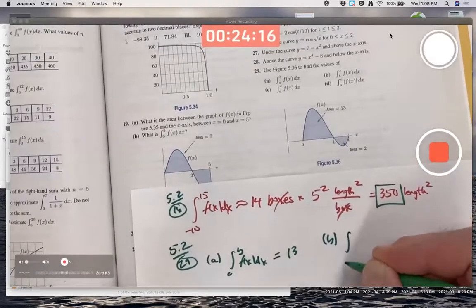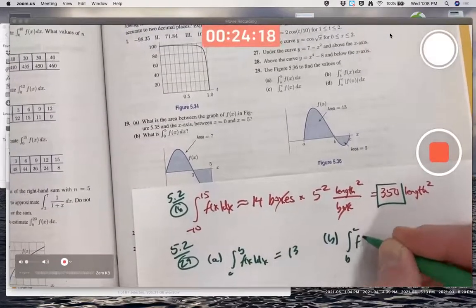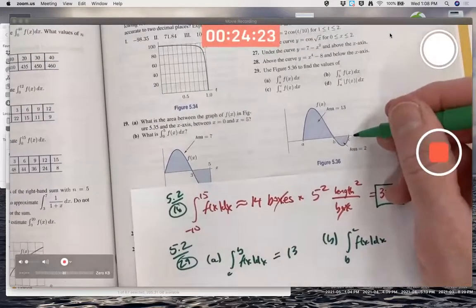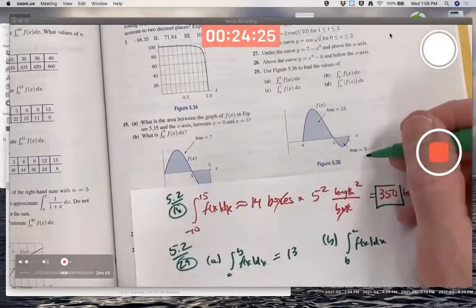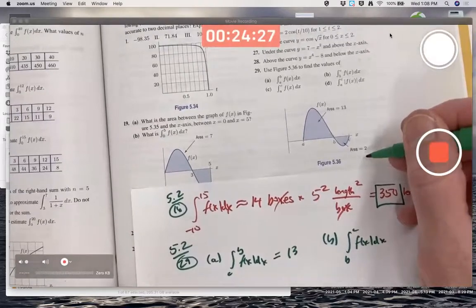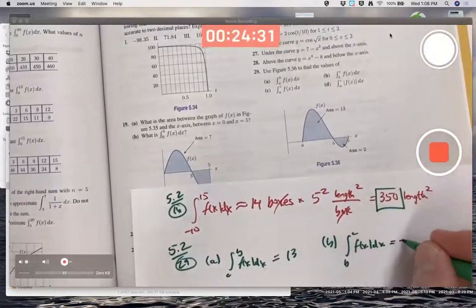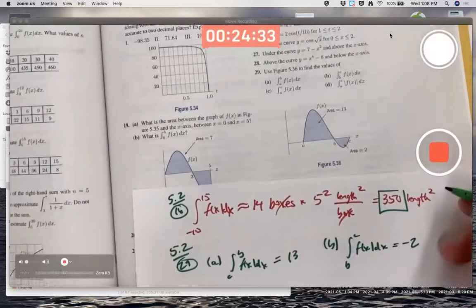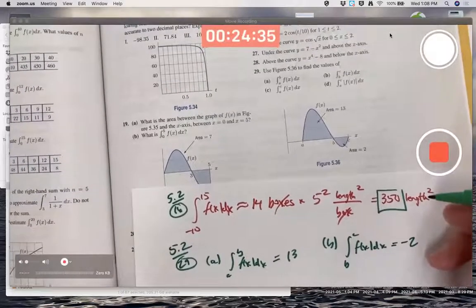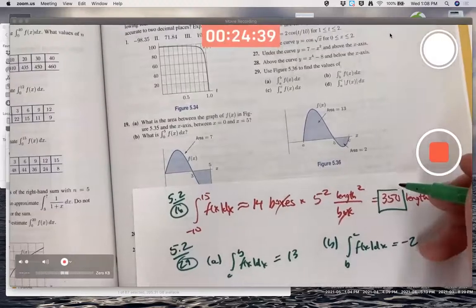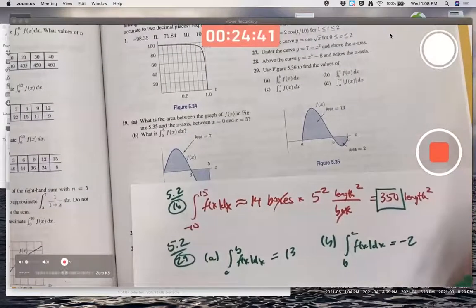B, the integral goes from B to C. B is right there, C is right there. The area is labeled as positive 2, but the integral is negative 2. It's the opposite of the area when the graph is below the axis. You can label the area itself with a positive number, but realize the integral itself must then be negative.